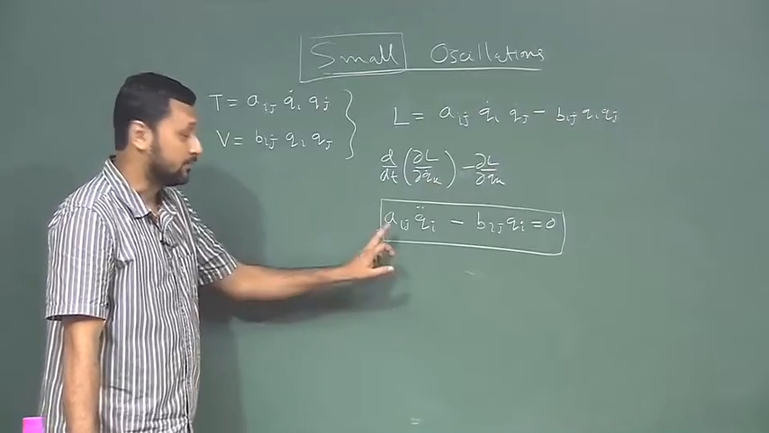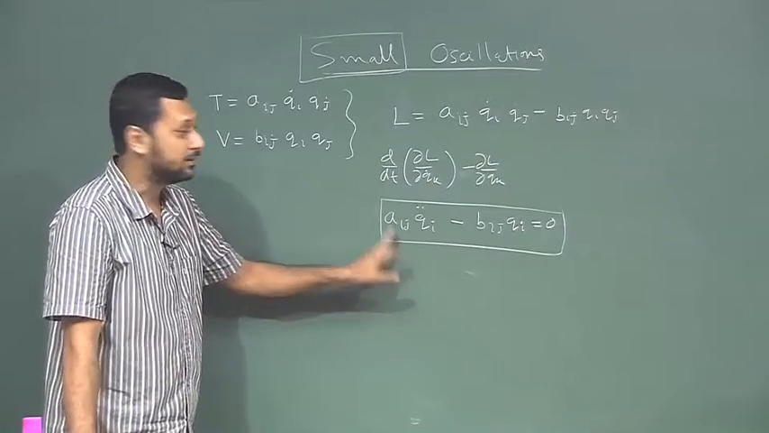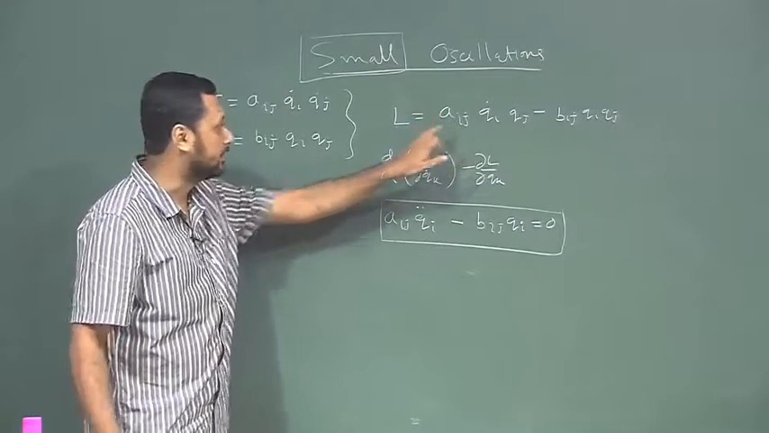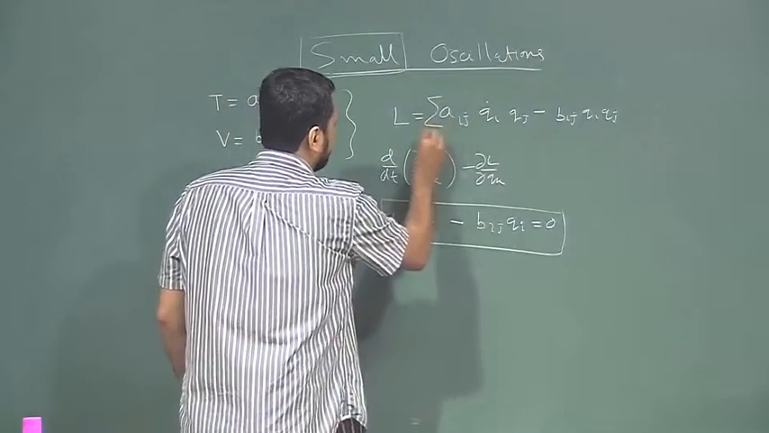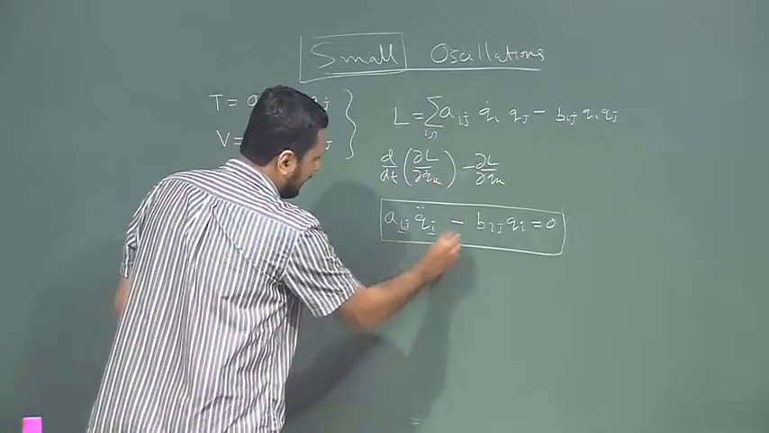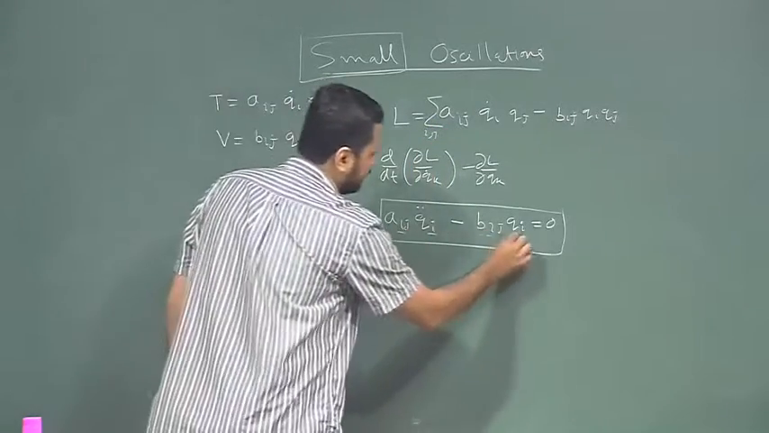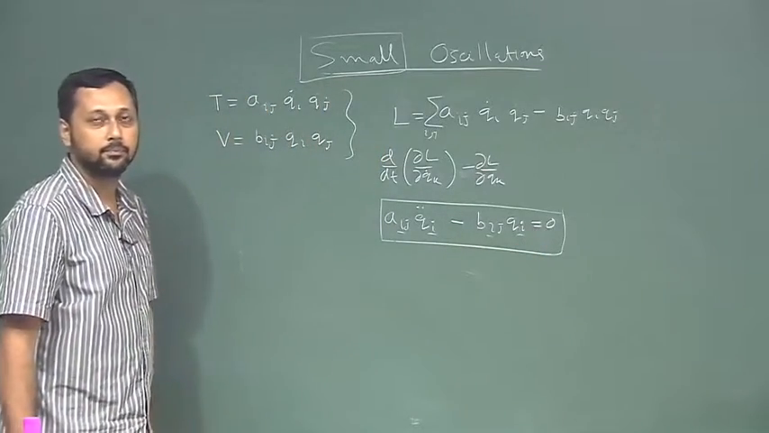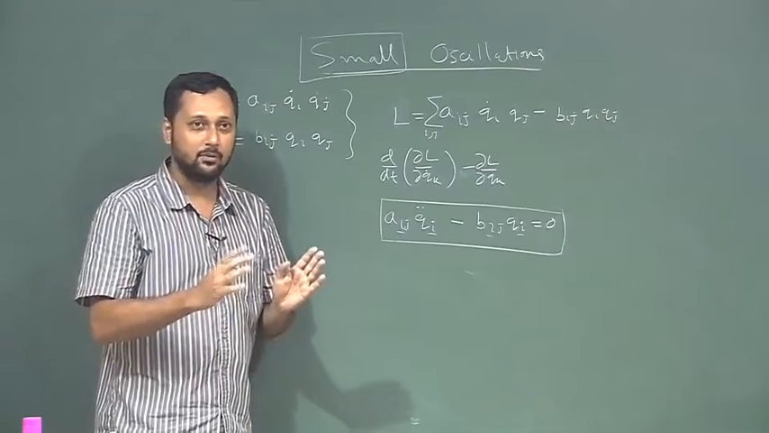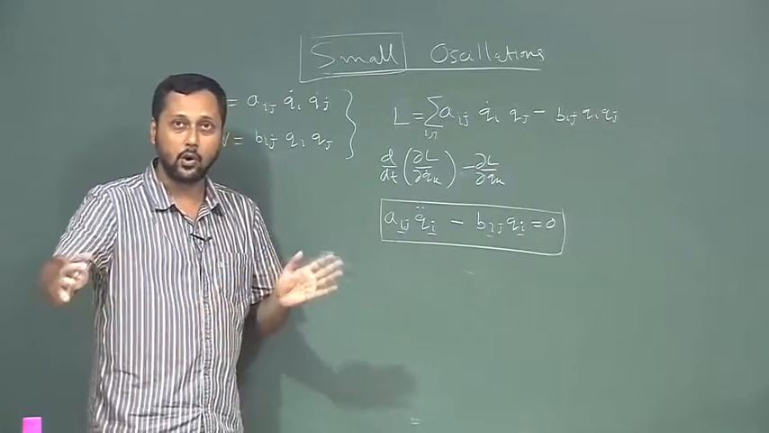But look at it very carefully. This is a system of coupled oscillation. There is summation involved in this expression. There is a summation over both i and j running. Here also there is a summation over i running. So, that means it is not a single equation, but a very long coupled equation.